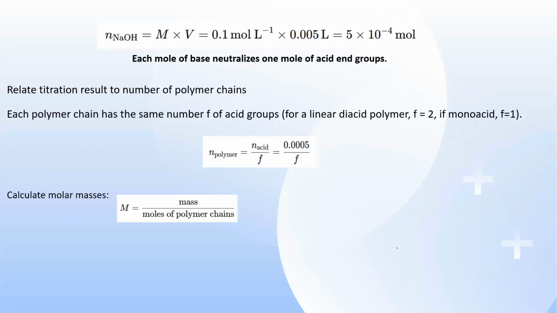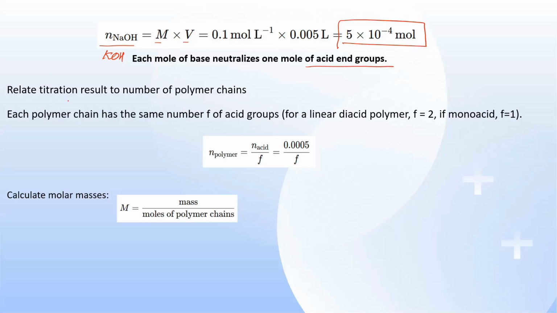So the first step is to find the moles of alkali used during the titration. NaOH is an alkali, and KOH is also alkaline; the most common alkaline solution used is to titrate an acid compound or acid polymer. Number of moles of NaOH equals M, that is molarity, which is given in the question, times V, which is volume. So M is 0.1 molar, that is 0.1 mole per liter, times 0.005 liter, which equals 5 times 10 raised to power minus 4 mole. Each mole of base neutralizes 1 mole of acid group. These many moles are required to neutralize the acid groups of the polymer chains.